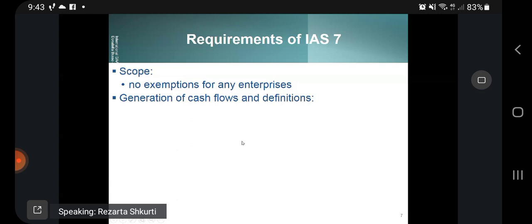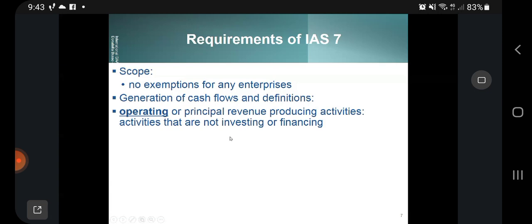Generation of cash flows and definitions is divided into these broad categories that we find here. Operating are the principal revenue producing activities. Or to put it in simple words, operating activities are those transactions that are categorized neither as investing nor as financing activities. Now remember that some moments ago I drew some parallels between manufacturing companies and banks. Remember that for manufacturing companies, operating activities are the principal revenue producing activity.